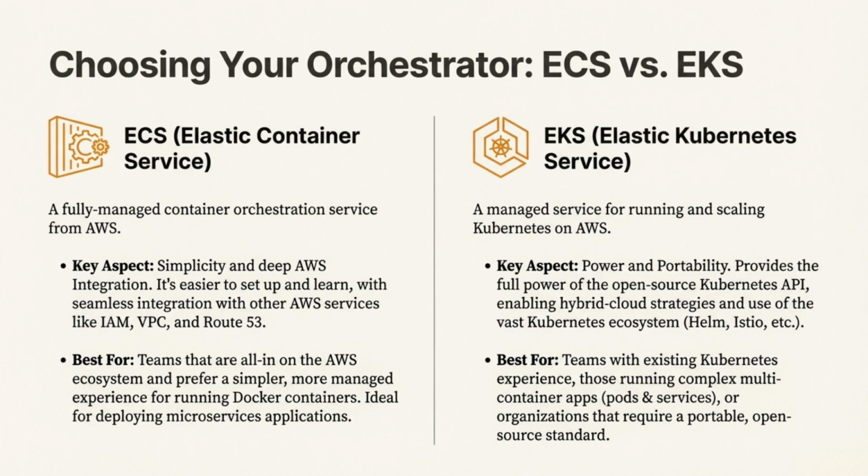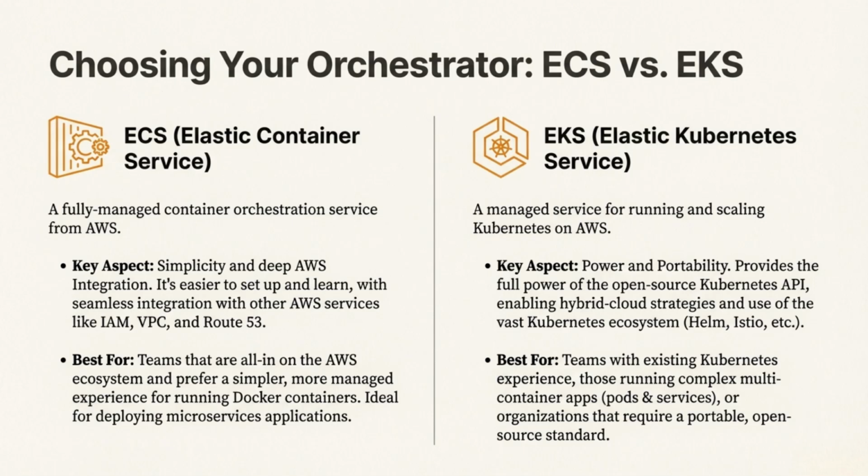ECS versus EKS. ECS, a fully managed container orchestration service from AWS. Key aspect, simplicity and deep AWS integration. It is easier to set up and learn, with seamless integration with other AWS services like IAM, VPC, and Route 53. It is best for teams that are all in on the AWS ecosystem and prefer a simpler, more managed experience for running Docker containers, ideal for deploying microservice applications.